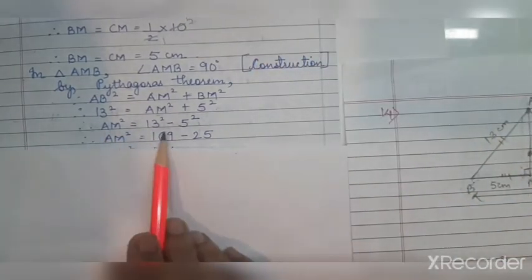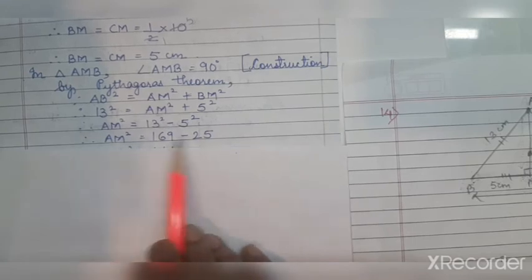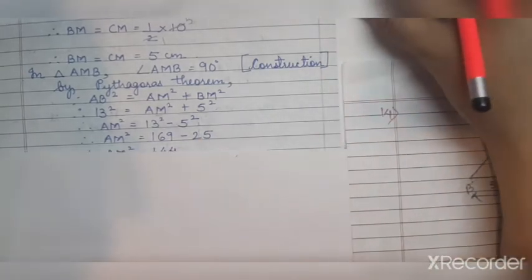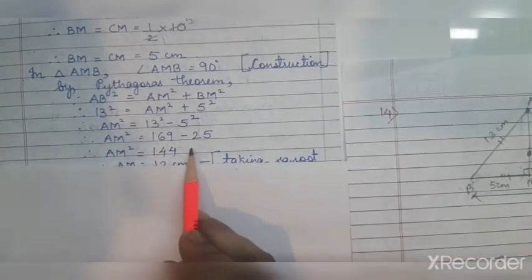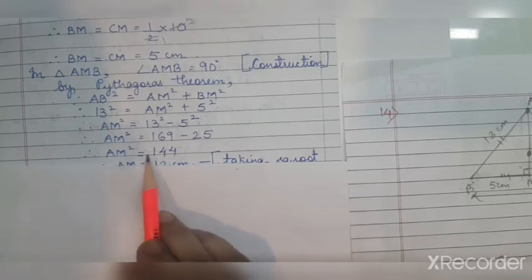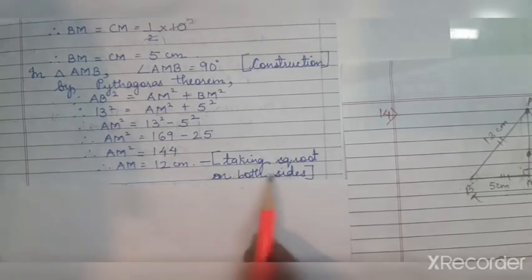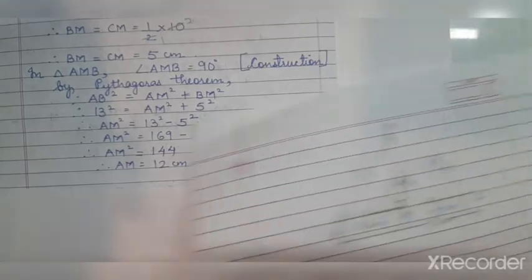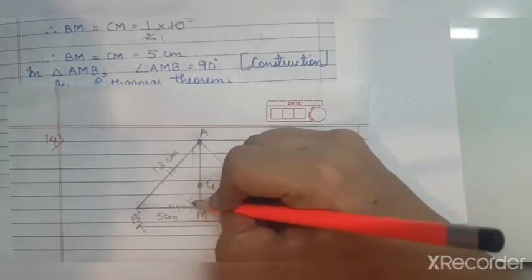Then after shifting numbers to one side, 13 square is 169, 5 square is 25. When we subtract 25 from 169, we get 144. That is, AM square is equal to 144. But 144 is the square of 12. So by taking square root on both sides, we get AM is equal to 12 centimeter. Please write this reason, very important. Now AM is 12 centimeter. I'll show you in the figure where AM is. This is AM.